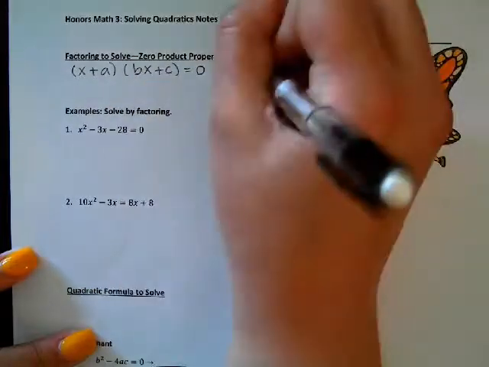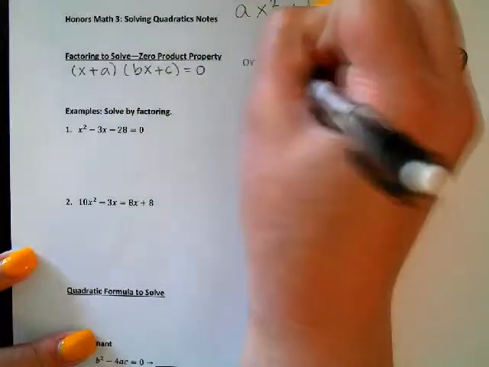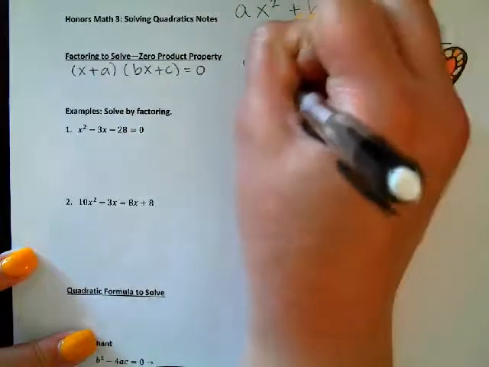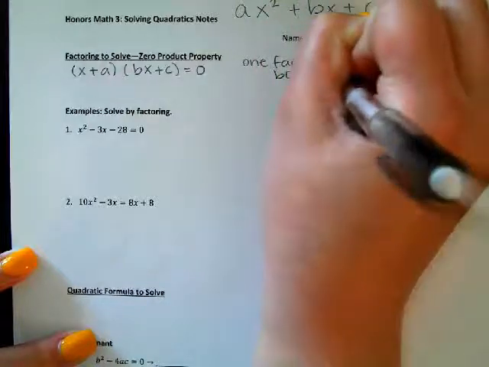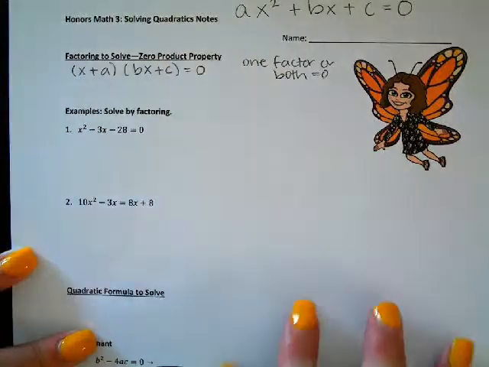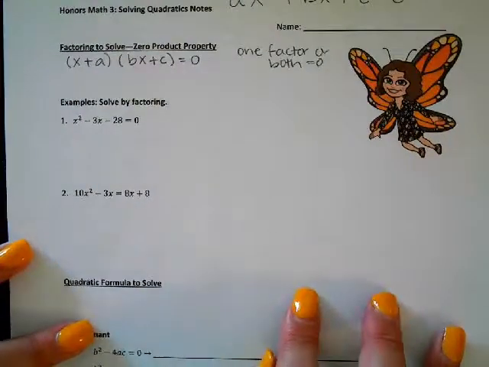All right, so we're going to assume that one factor or both equals 0, because that's how it works when you multiply two things to equal 0. That's what the zero product property says.